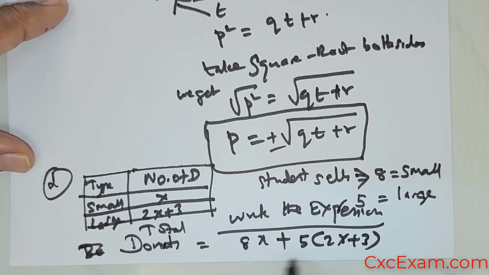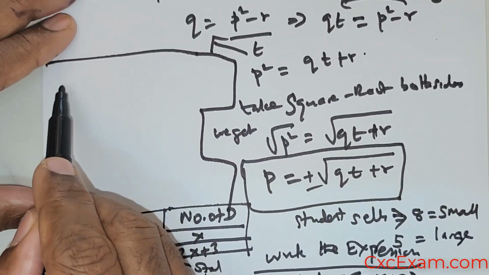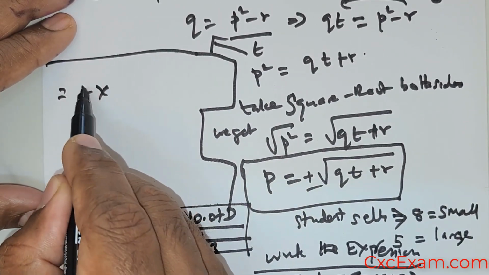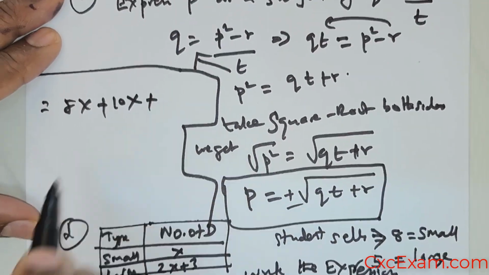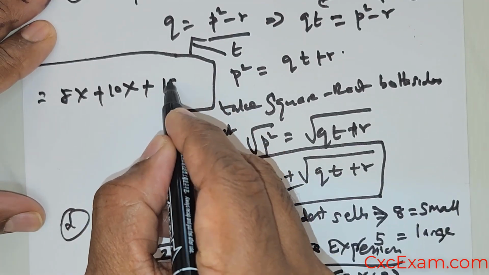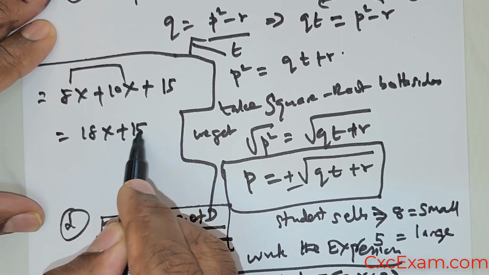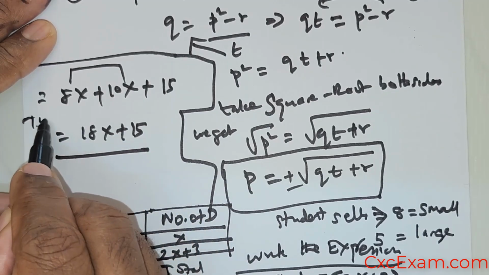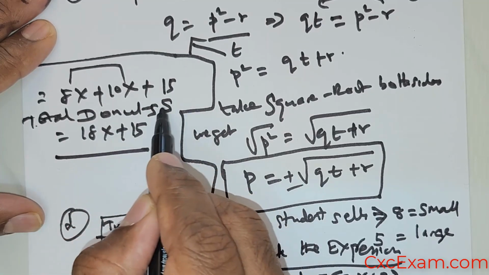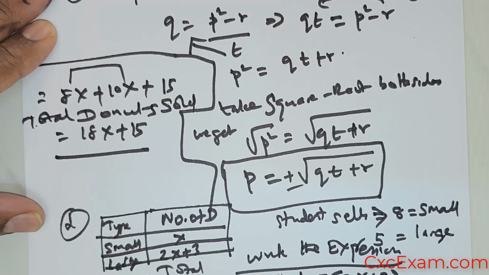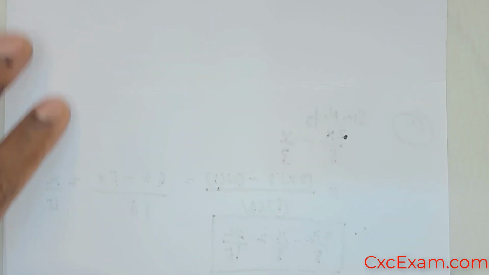That's the expression. Now if you want to evaluate this, I'm going to use the space here. Then that is going to be 8x plus 5 into 2, that's going to be 10x, 5 into 3 is 15. You add these two together, what do you get? 18x plus 15. What is this? This is the total donuts sold. That's the solution for this question. Okay, now let's move on.